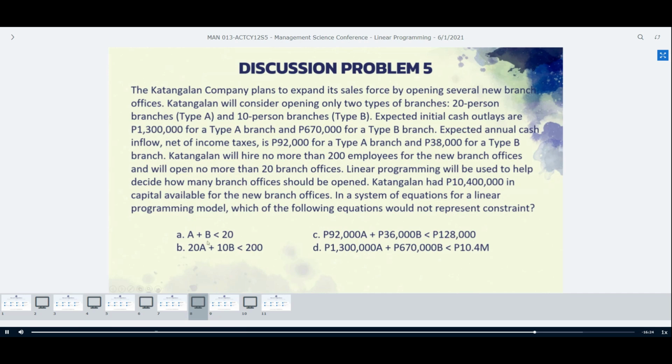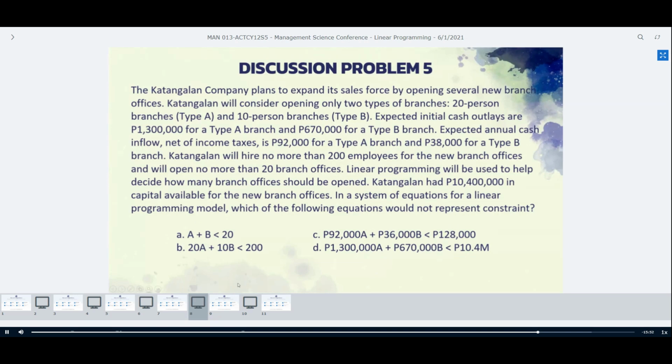A plus B is less than 20. Tama siya, class, no? Kasi nasatisfy niya to. Yung constraints number 1, no? So, type A and type B branches but no more than 20 branches. So, either kung ilan ng type A at saka type B but not more than 20. So, A is correct. Punta natin si letter B.